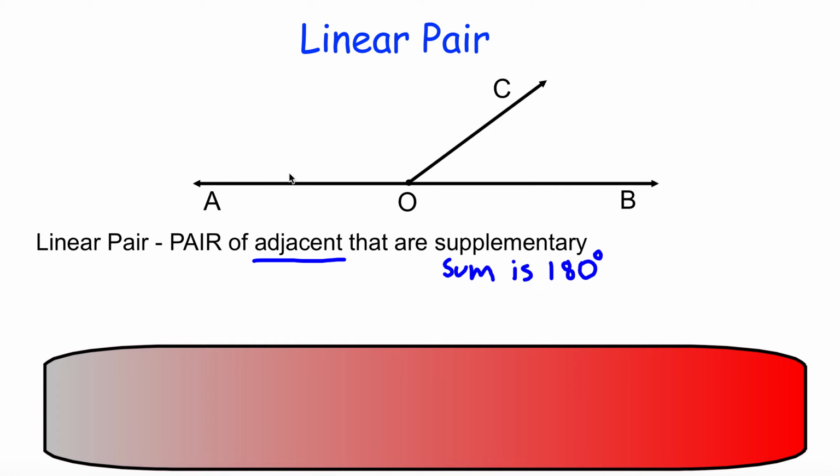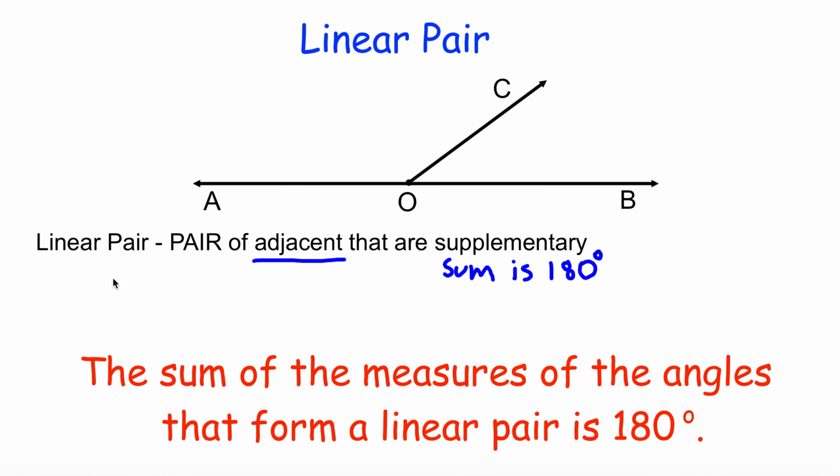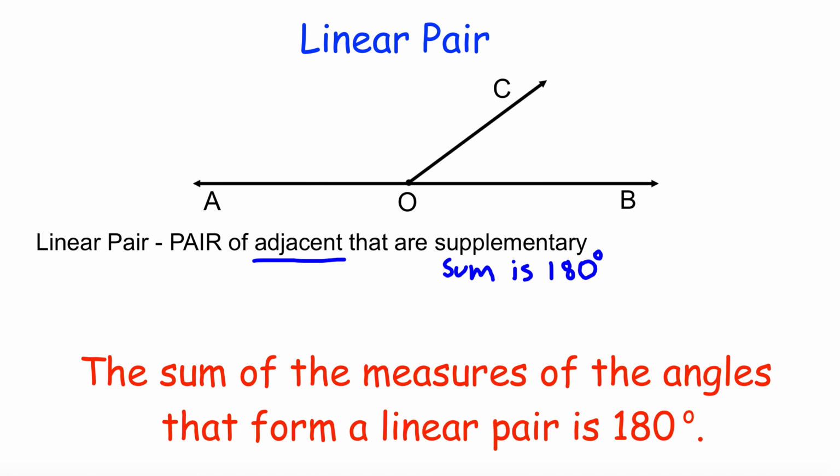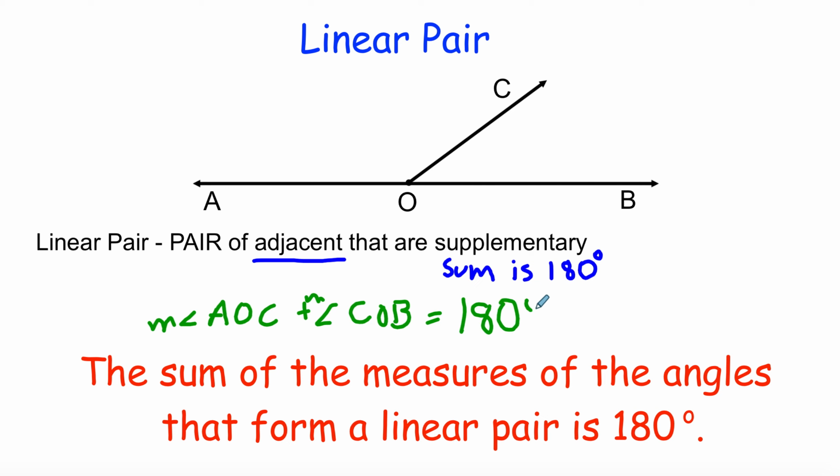Okay, so what we would say here is the sum of the measures of the angles that form a linear pair is 180. So I'm going to write out specific to this example. We would say that the measure of angle AOC and the measure of angle COB, when I add them together, and remember this is measure because we're talking about the number value, I should have included that there, is 180. Okay, so that is a linear pair. 2 adjacent angles that are supplementary, whose sum is 180 degrees.